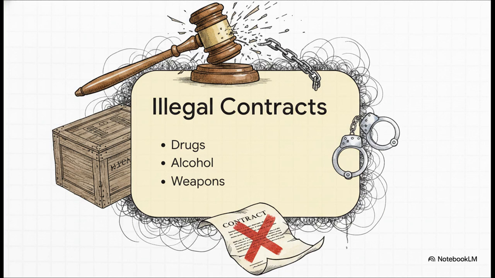Now, agreements concerning things like drugs, unapproved alcohol, or weapons trafficking, those are classified as illegal contracts. This means they're explicitly against the law from the very beginning and are entirely unrecognized by the courts. There's no gray area there.